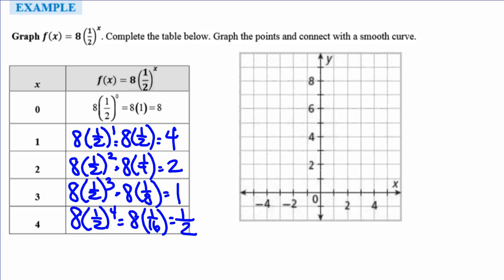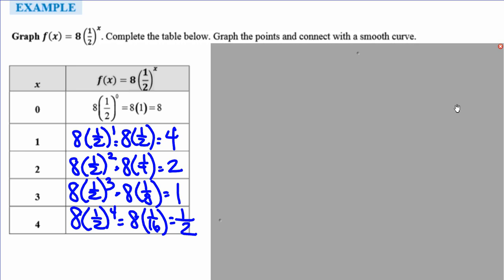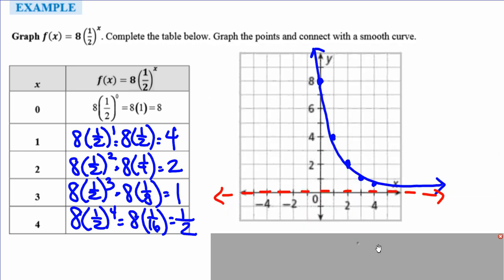We input 2, we have an output of 2. Input 3, output of 1. Input of 4, output of 1/2. What does that graph look like? It looks like so. And here we would classify this as an exponential decay, a decreasing function.